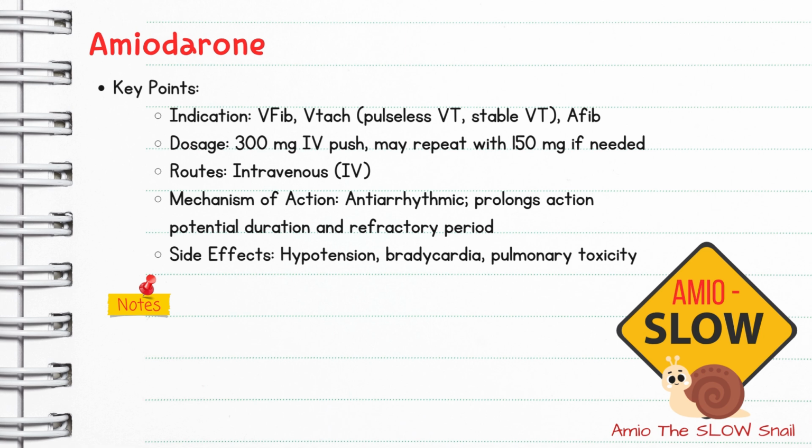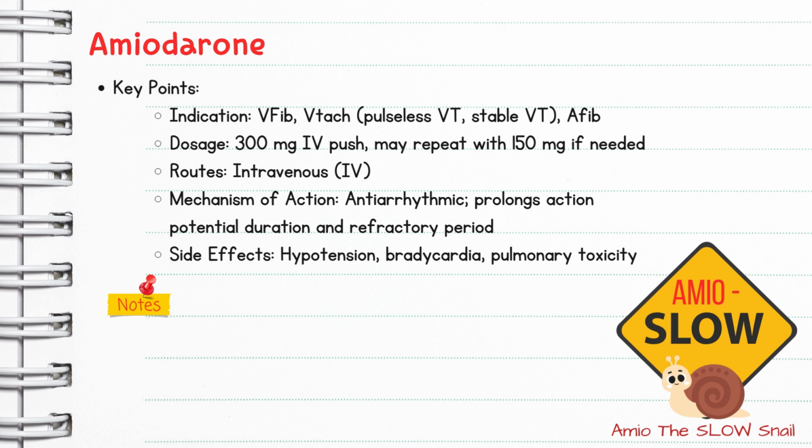Amiodarone works by prolonging the action potential during the refractory period in the cardiac tissue, which helps stabilize abnormal rhythms. So in other words, when you prolong the action potential, you're prolonging the ability of the electricity to go through the cells, which means you're slowing it down. Okay? So be mindful of the side effects, which could be hypotension, bradycardia, potential pulmonary toxicity.